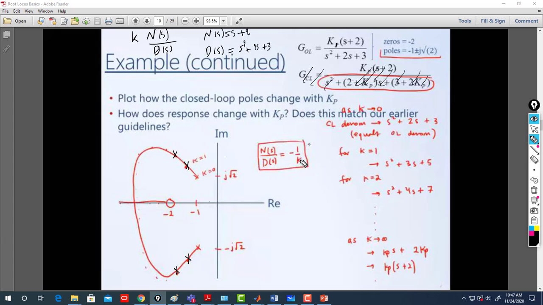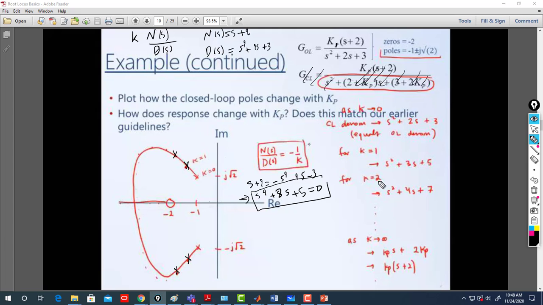So let's take k equal 1 and find the closed loop location. So if k equals 1, n equals minus d. So n equals minus d, you will get what? s plus 2 equals minus s squared minus 2s minus 3. Then s squared plus 3s, because 2s plus s, plus 5 equals 0, right?